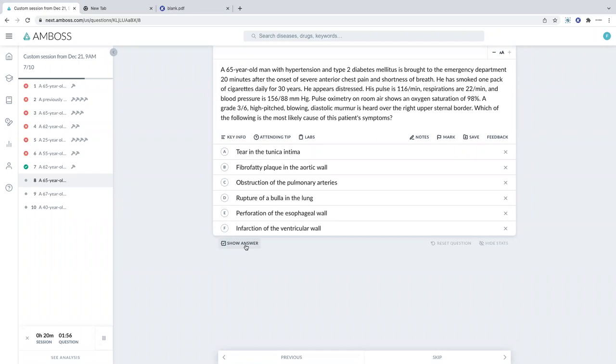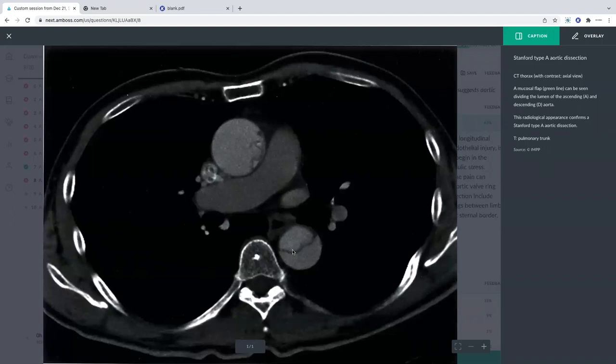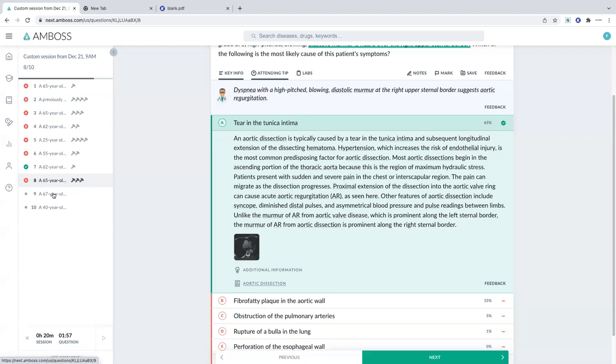All right, okay, very good. This is your presentation for aortic dissection, okay? For your aortic dissection, like this. In a CT scan, this is how the aortic dissection would look like. This is a break in the tunica intima. Let's move forward. Which one did you guys choose over here?